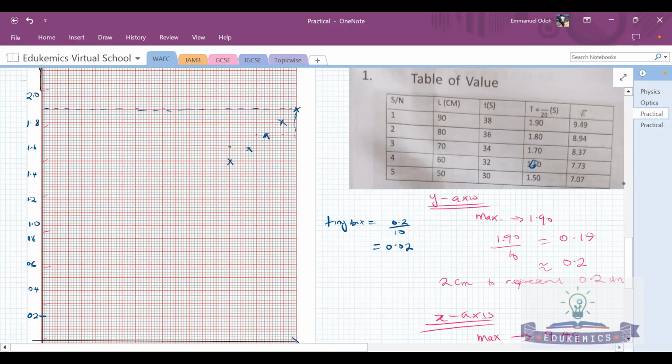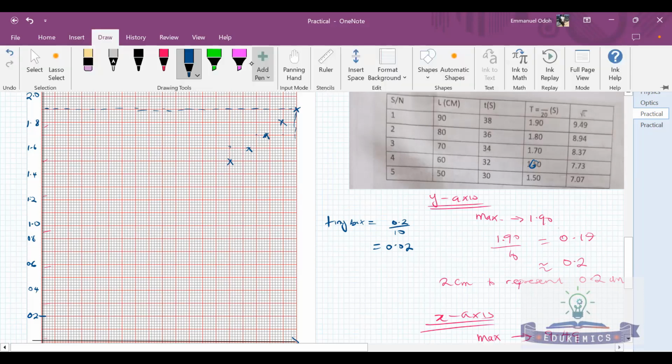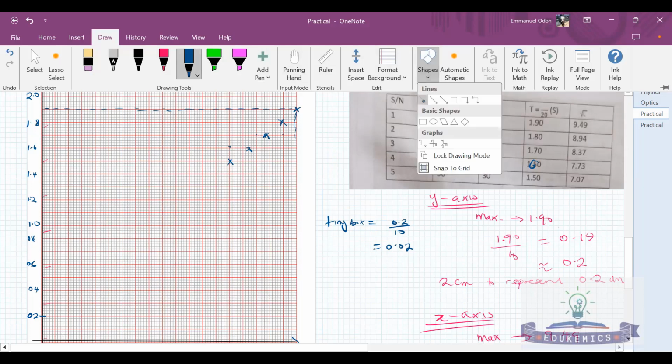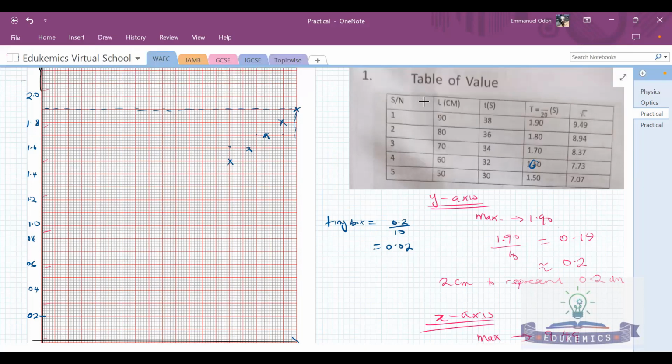So we've marked our points. So now we can draw the line of best fit. You can join the line of best fit from here, from here, pass it through it.